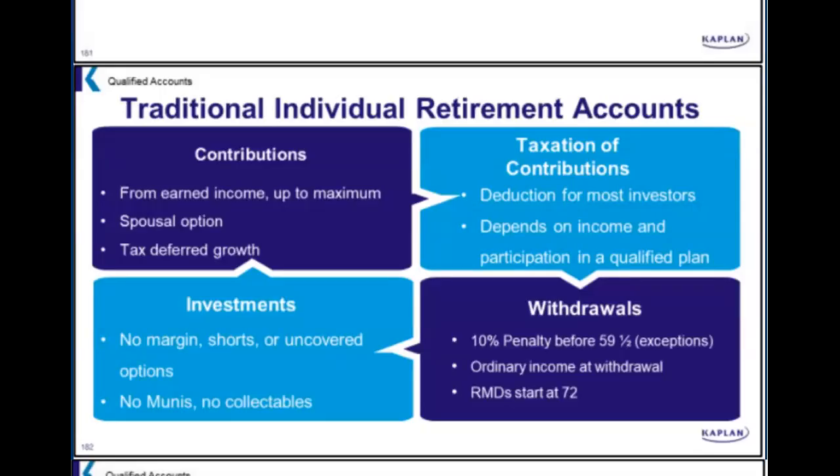Certain investments that are not permitted to be in an IRA would include those very speculative styles of investing like margin sales, short sales, and uncovered options. It also would never permit life insurance, municipal bonds due to their exemption from taxation at the federal level, and it cannot contain any collectibles.